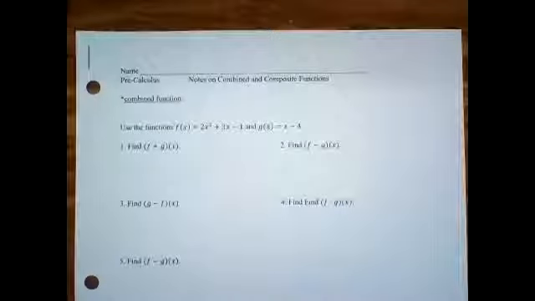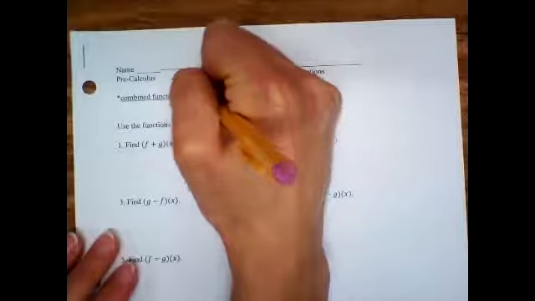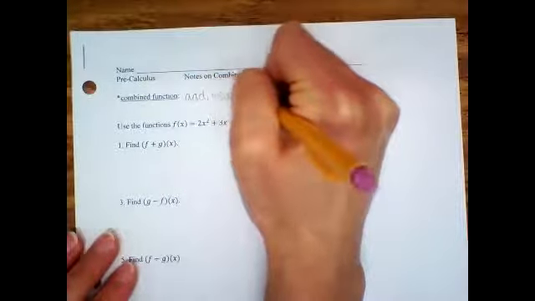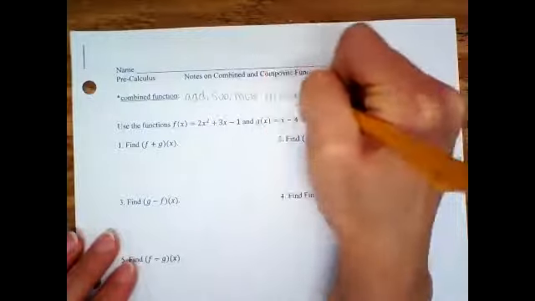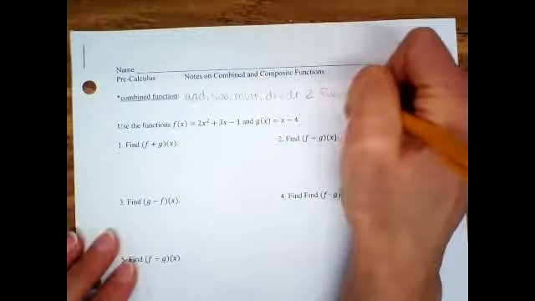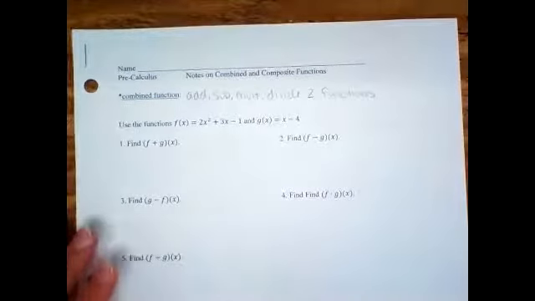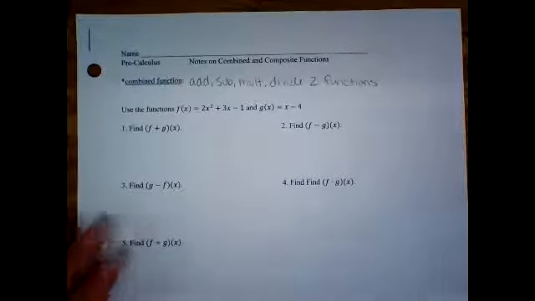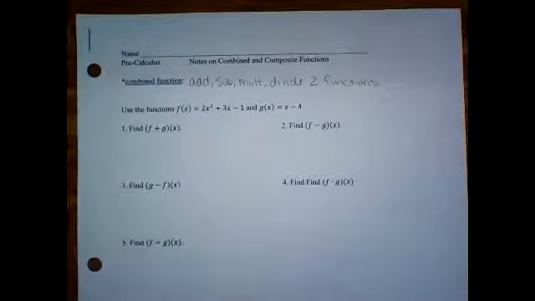All right, so a combined function means that you take two other functions and combine them in some capacity. So you're either going to add, subtract, multiply, or divide two functions together. So essentially, if you can add, subtract, multiply, and divide, you're going to be okay, which I know that you can. I believe in you. So this is going to be just fine.